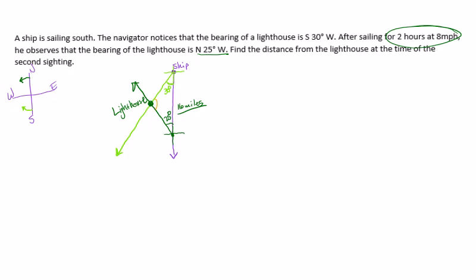So we do need the opposite angle if we're going to use the law of sines, and we want to find the distance from the lighthouse at the time of the second sighting. So this would be our x, because this is the second sighting, right? Second spot. All right, so we're going to define our variable, let x be the distance of the ship to the lighthouse.